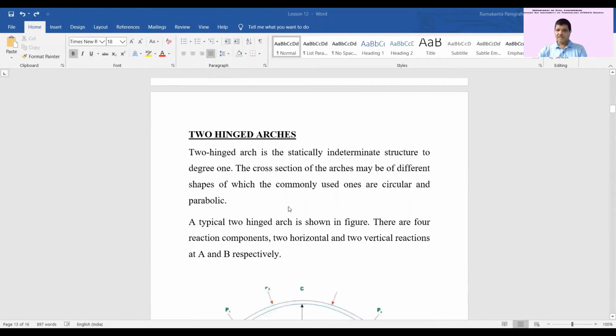Now let us come to the two hinged arches. A two hinged arch, as already discussed, is a statically indeterminate structure of degree 1, because at each end there will be 2 reactions, vertical and horizontal. So there will be a total of 4 reactions, out of which 3 can be determined statically, but there will be 1 degree of static indeterminacy. The cross section of the arch may have different shapes. Generally, we will discuss the parabolic arch as well as the circular arch, because we know the shape.